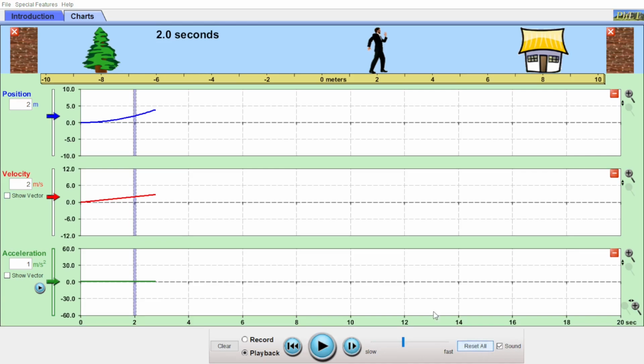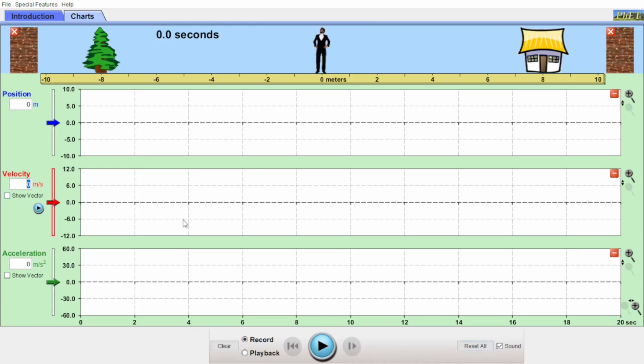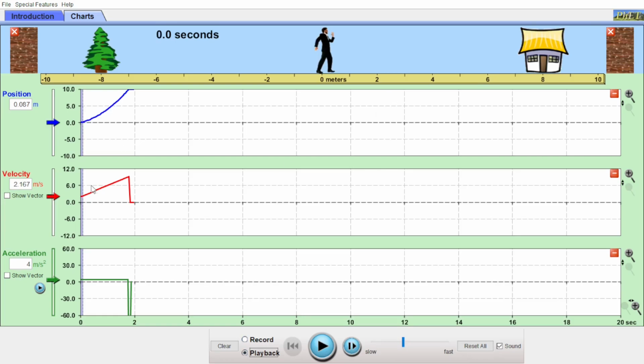I'll reset this thing. Maybe let's do something more complicated. Maybe I don't have to start him off with a 0 velocity. Let's say he starts off with a velocity of 2 and then accelerates at 4 meters per second squared. Let's see if we can get him to go for 2 seconds now. Well, he hit the wall. Okay, he hits the wall in 2 seconds. But let's just consider the first second then. So I'll go from 0 to 1 second.